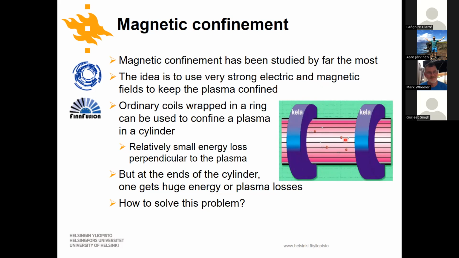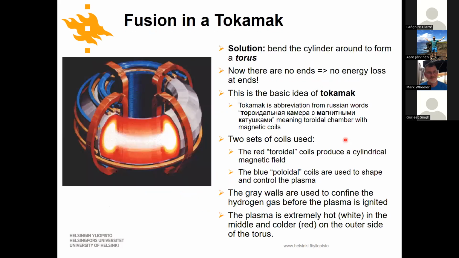So ideally you would want to have a cylinder without any ends, and the solution to that is to bend the cylinder around to form a torus. So you make a ring out of this, then there are no ends, and you have no energy loss at the ends. And this is the basic idea of the tokamak, which was invented by the Russian scientists Sakharov and Tamm in the 1950s. Sakharov, as you probably know, was later on a Soviet Union dissident.